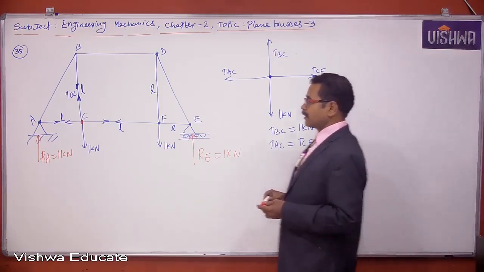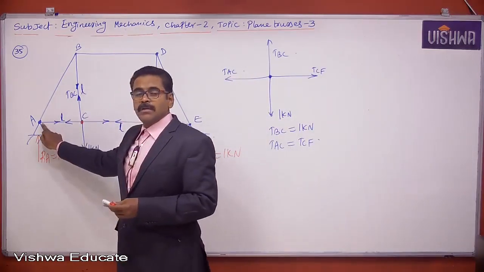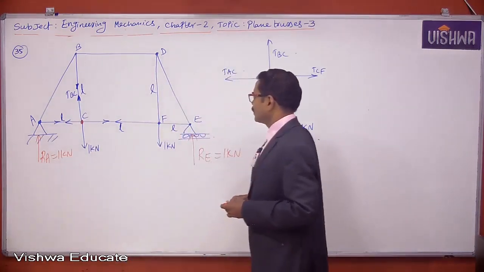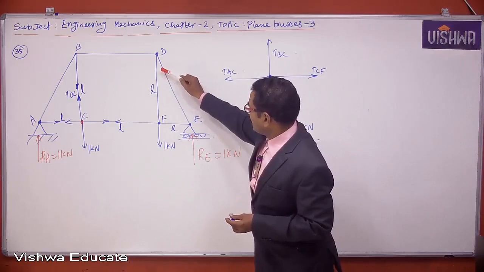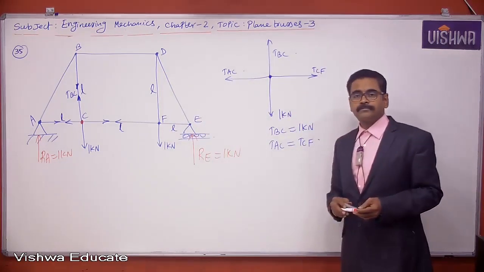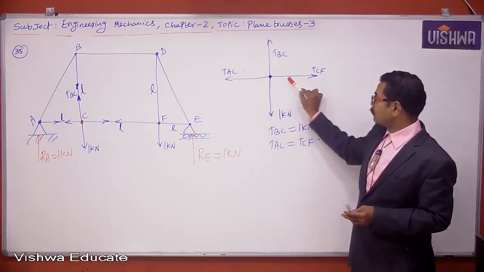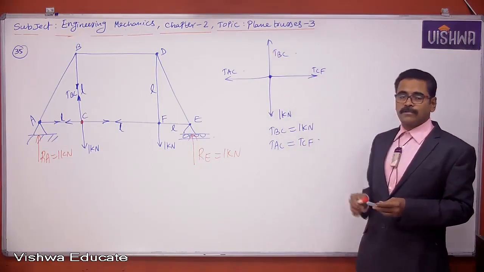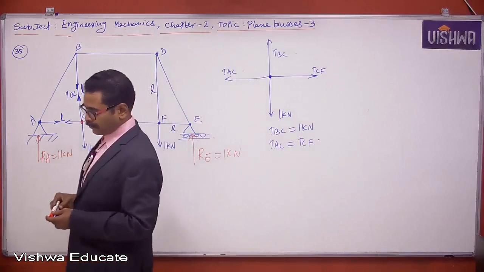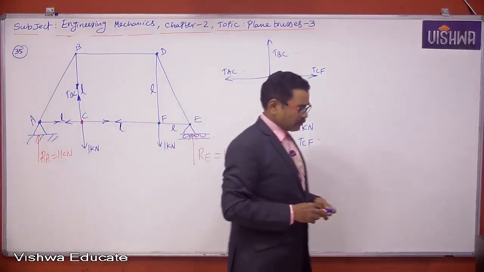If you want to find either TAC or TAB, take equilibrium of this joint, and directly you will get it. Similarly, if they ask what is TDF, TDF is also equal to 1 kilonewton. These two are collinear, these two are collinear, and these two forces are perpendicular to those two forces. So in this scenario, we can directly write the answer: 1 kilonewton.